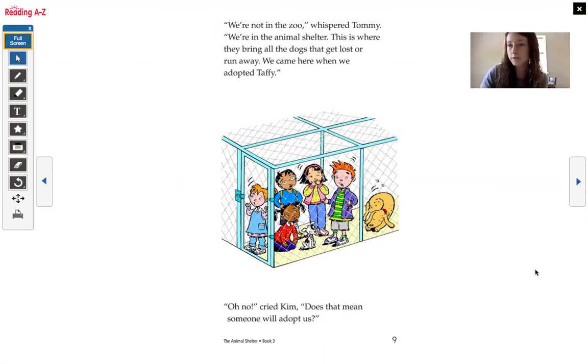Now, before I predicted that I thought Tommy might be mad at Andy, but it doesn't really sound like Tommy's mad. He sounds a little bit scared, right? So I can jot that down on my Post-it note. I'm going to write it down on my Post-it note.